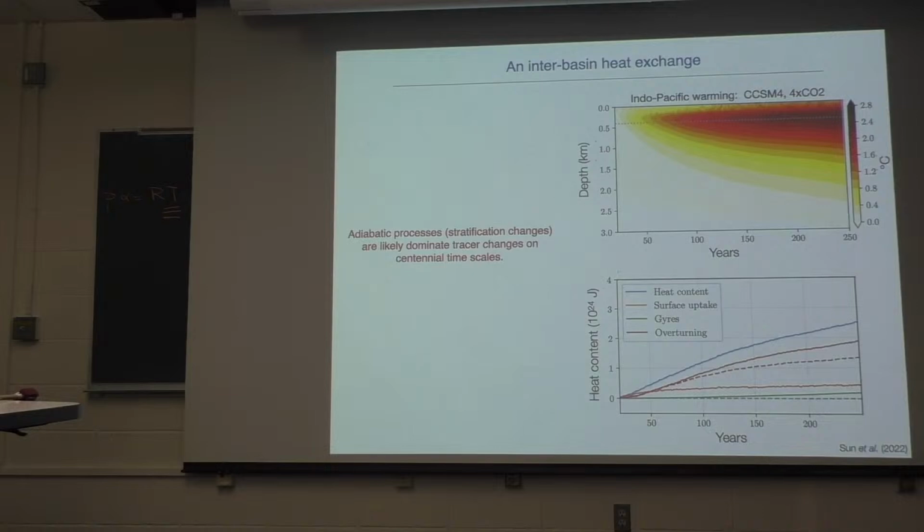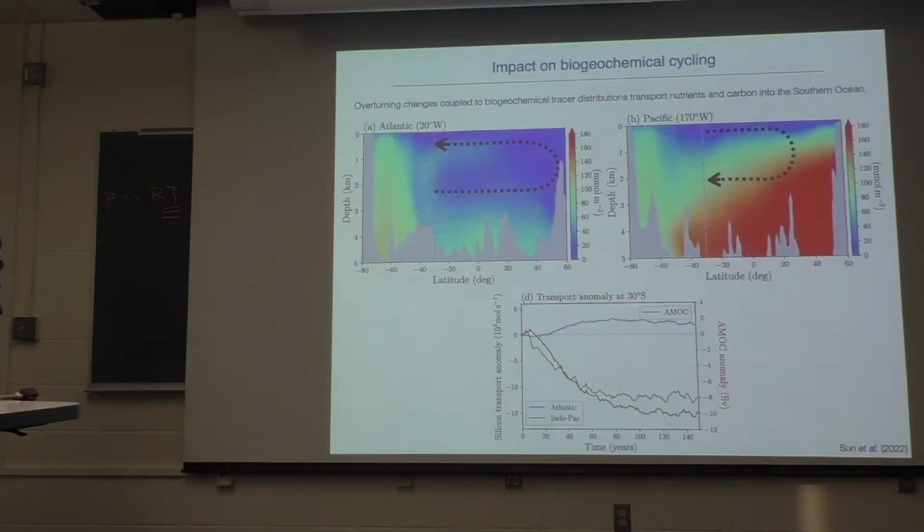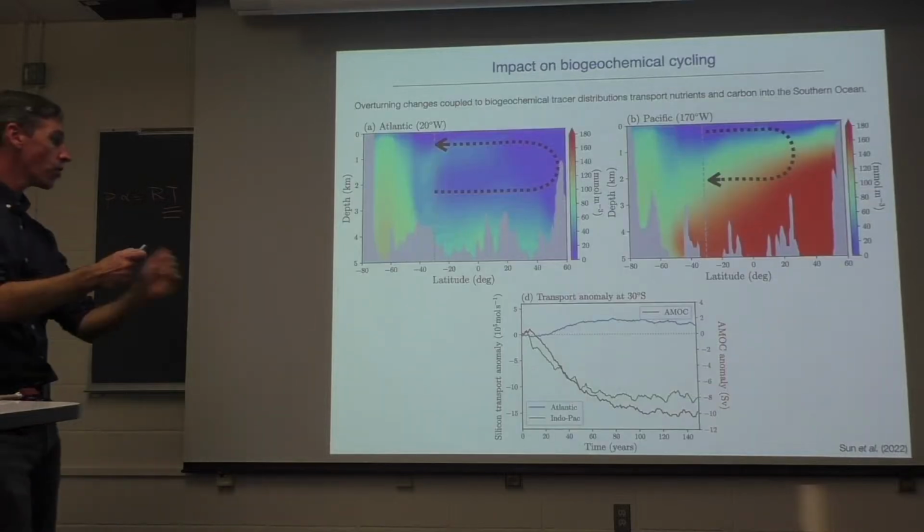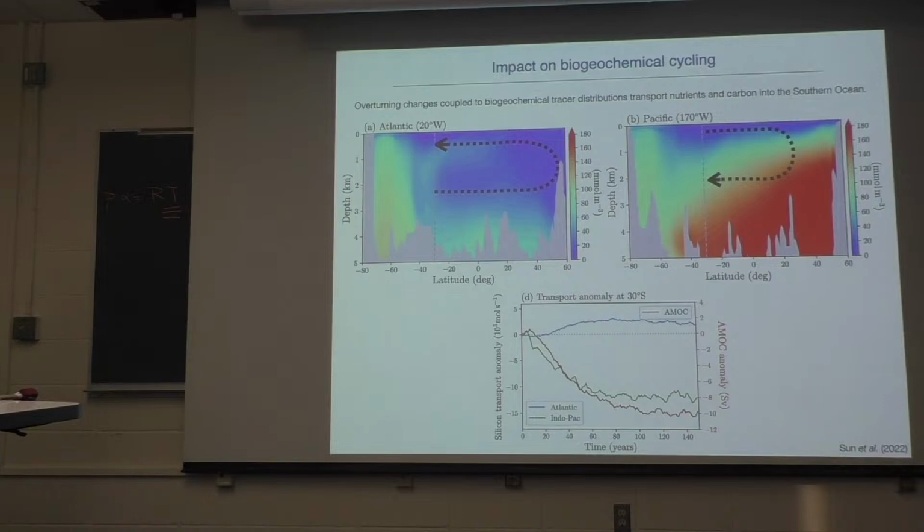It is not mixing heat into the interior, but it's what we call a heave. Right? It's the sinking of those warm density classes into the interior. And so I'd like to suggest that if you're interested in tracer changes due to climate perturbations on sort of centennial timescales, they're largely going to be due to these stratification changes and not necessarily mixing into the interior.